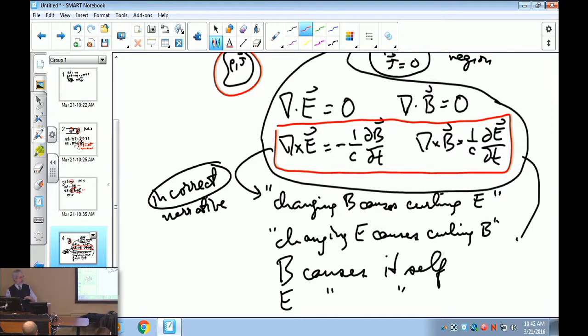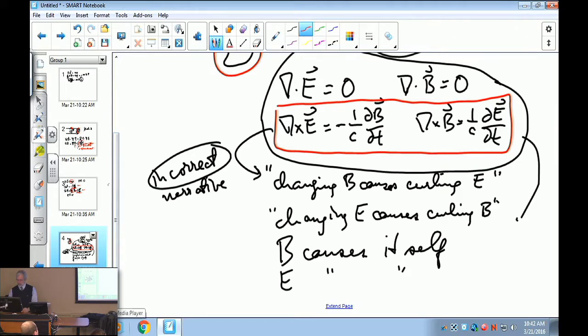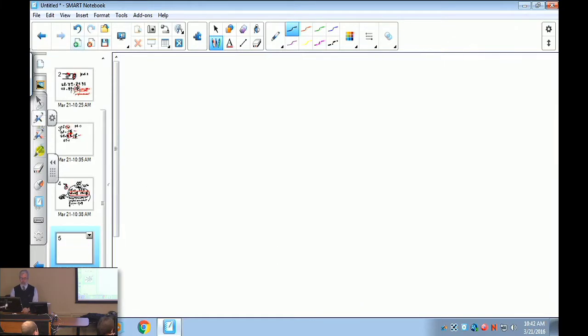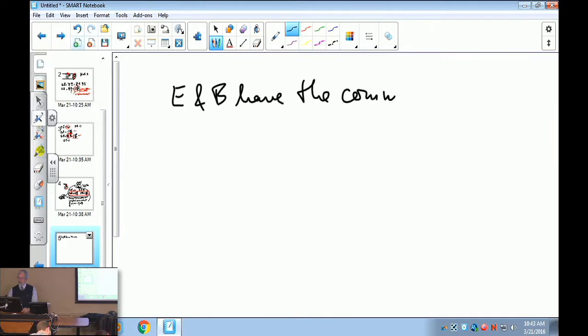What is contained in these equations is a correlation. E and B are created by the same source, and so there's a connection between them. They behave in a way that's related to each other because they have a common cause. Okay, so E and B have a common cause, in the sense that J and rho are related to each other. They are both generated by the source.